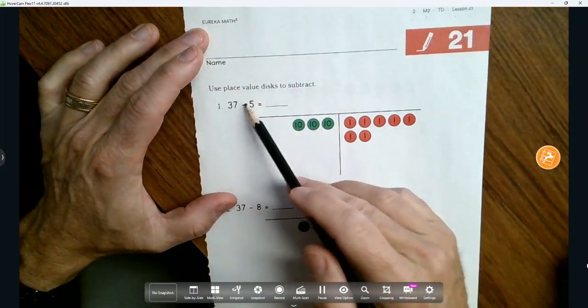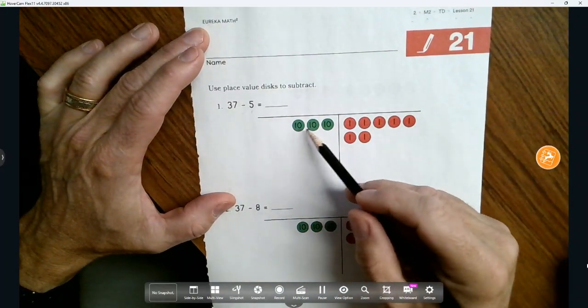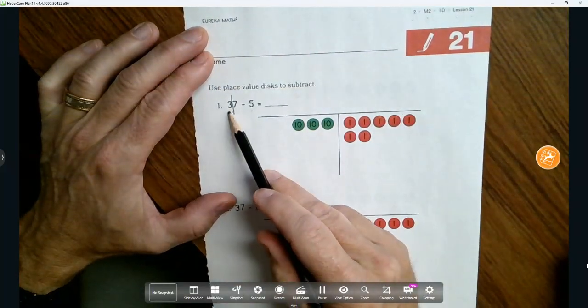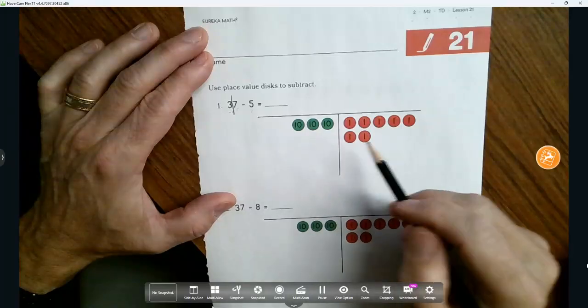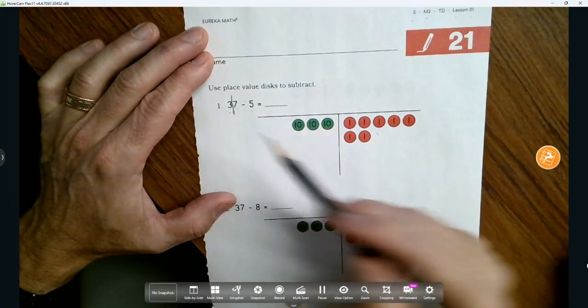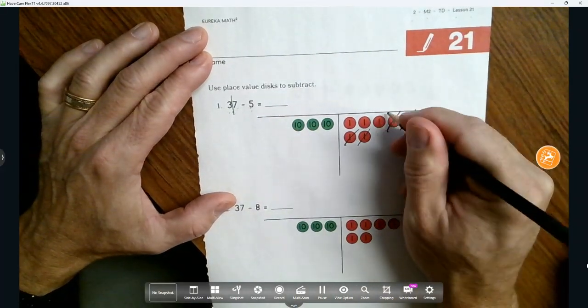All right, so use the place value to subtract. So we have 37 minus 5. 1, 2, 3. That's our tens place. Remember, if we draw a line right here, we see our tens and our ones because there's only 2 places. So we have 3 tens, and we have 1, 2, 3, 4, 5, 6, 7 ones. So we need to get rid of 5 ones. So 1, 2, 3, 4, 5.